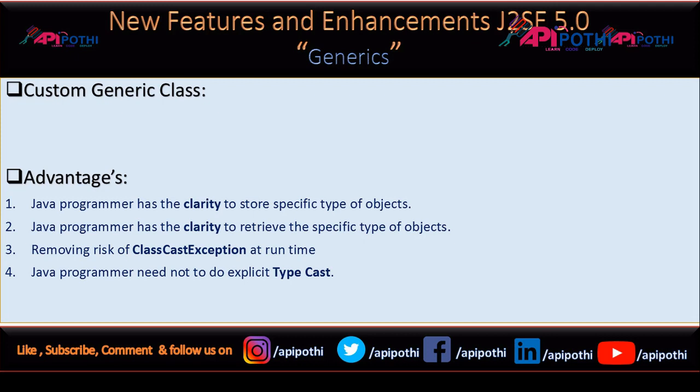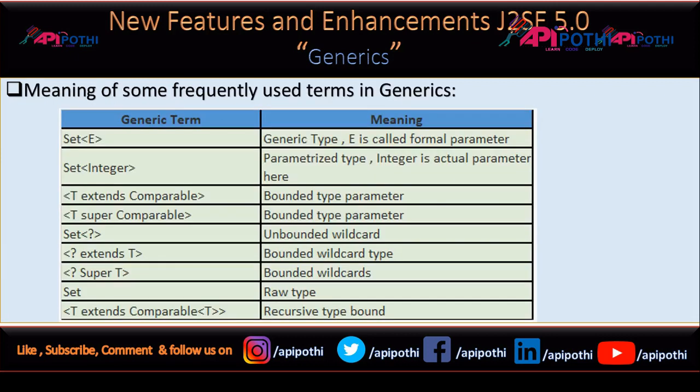The advantage is very simple, as you understand. The Java programmer has the clarity to specify the types of objects, meaning they understand that if this is a string type, then I have to get the value as a string only, or else I have to typecast explicitly. So when we retrieve also, we will get to know. There is no chance for a class cast exception, since everything is very clear. We understood what type of data is coming. So these are all the basic advantages we have.